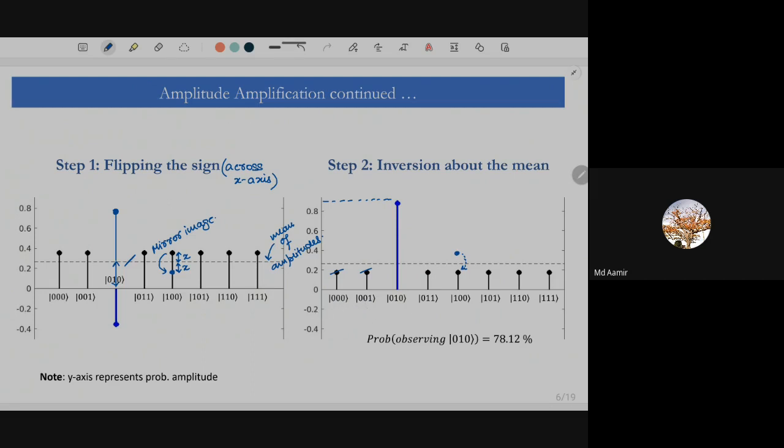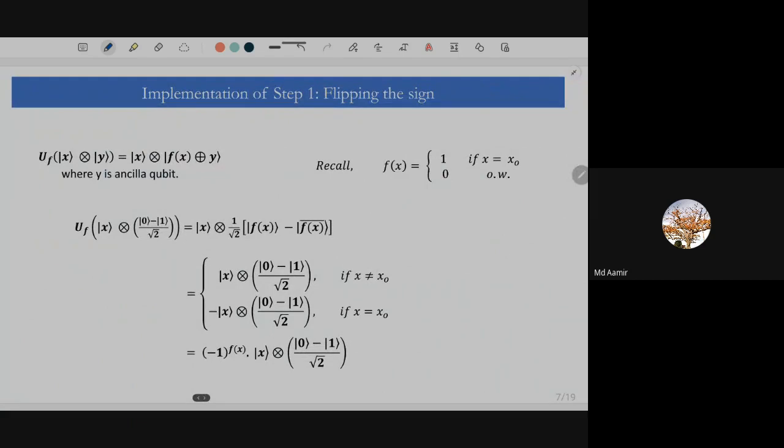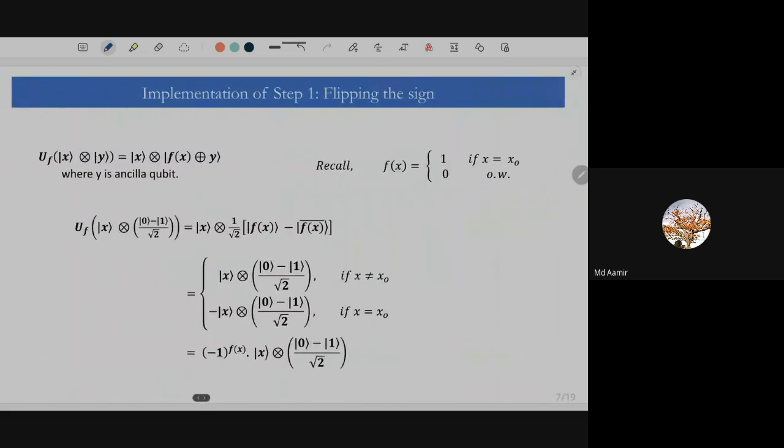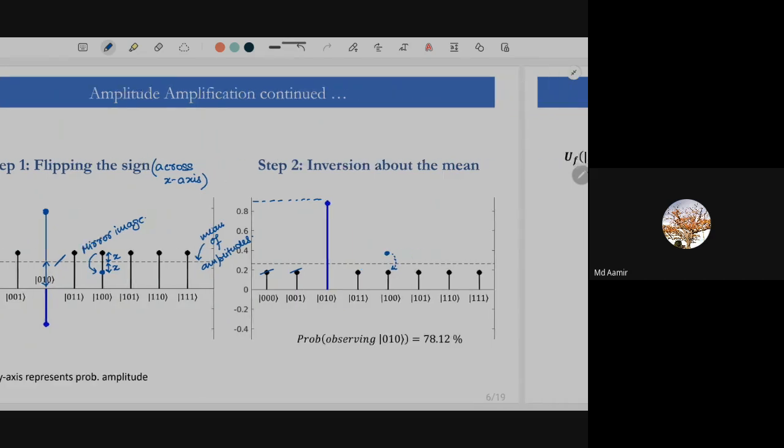So let's do this process again and see how many times we can do it, so that we can have a very significant probability, let's say 99.9%, if we can achieve it. We'll come back to this one. First let's go through how we can implement the flipping of the sign, and then we will see more details about how we can increase the probability further from 78.12% to 99, or even 99.9.